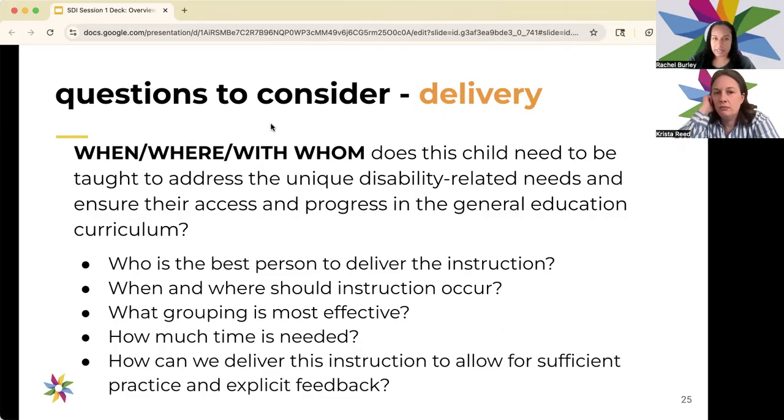Some of the questions you might consider is when, where, or with whom does this child need to be taught to address the unique disability related needs that they have to ensure their access and progress in the general education curriculum? So questions you might consider: who's the best person to deliver the instruction? When and where should the instruction occur? What grouping would be most effective? How much time is needed? And how can we deliver this instruction to allow for sufficient practice with explicit feedback?